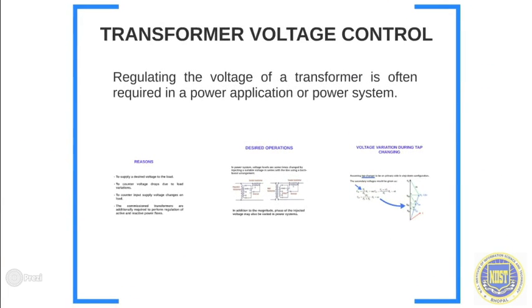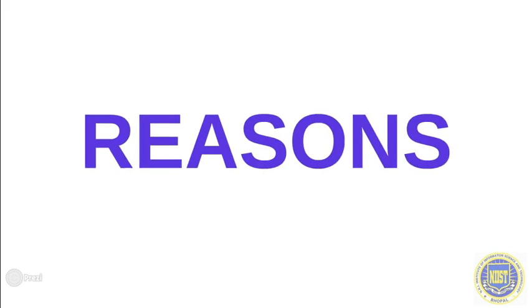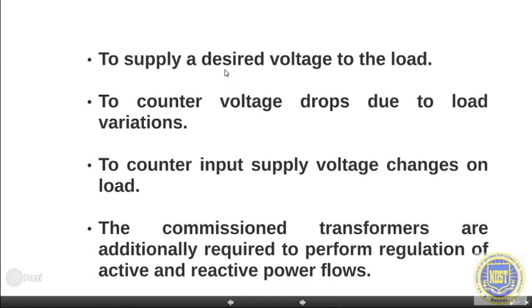Well, as for a transformer, regulating the voltage is often required in a power application or power system, and there are reasons for doing it. And these reasons are: firstly, to supply a desired voltage to the load, to counter voltage drops due to load variations, to counter input voltage changes on load. And apart from these three reasons, a transformer might also be required to control the active and reactive power flows. Though the most important point being controlling the voltage that is being given to the load.